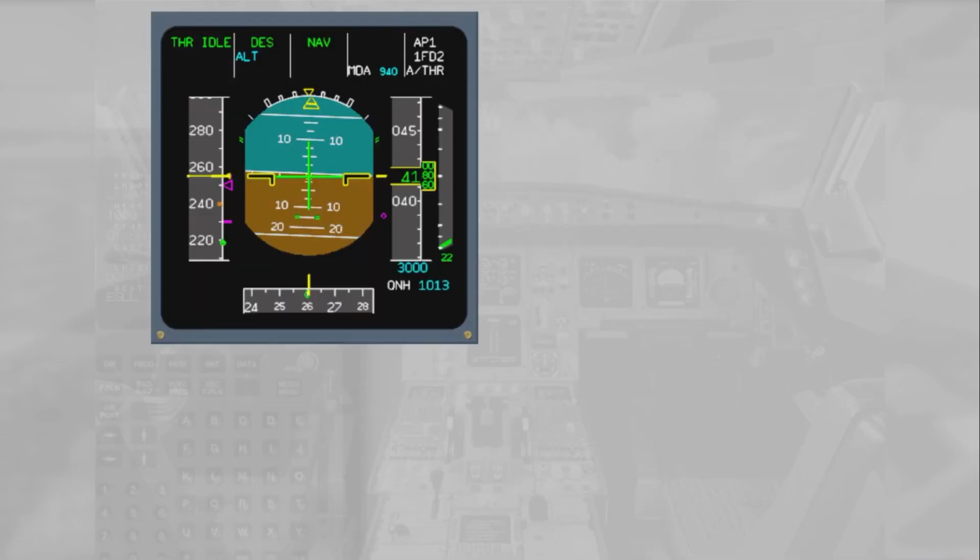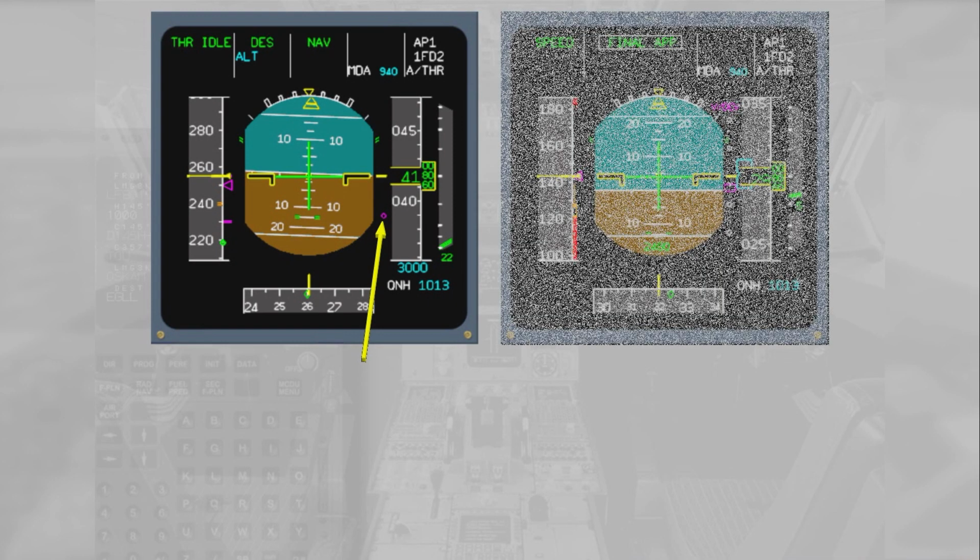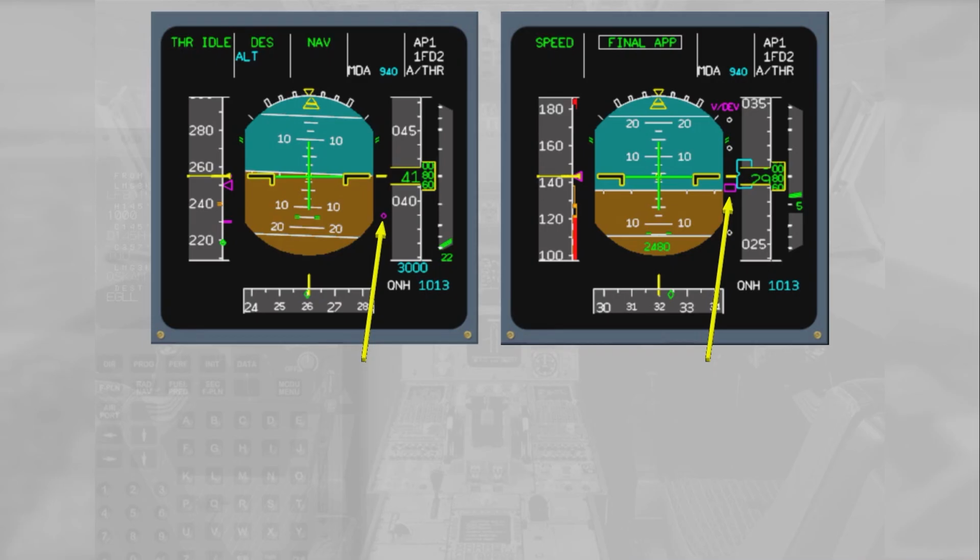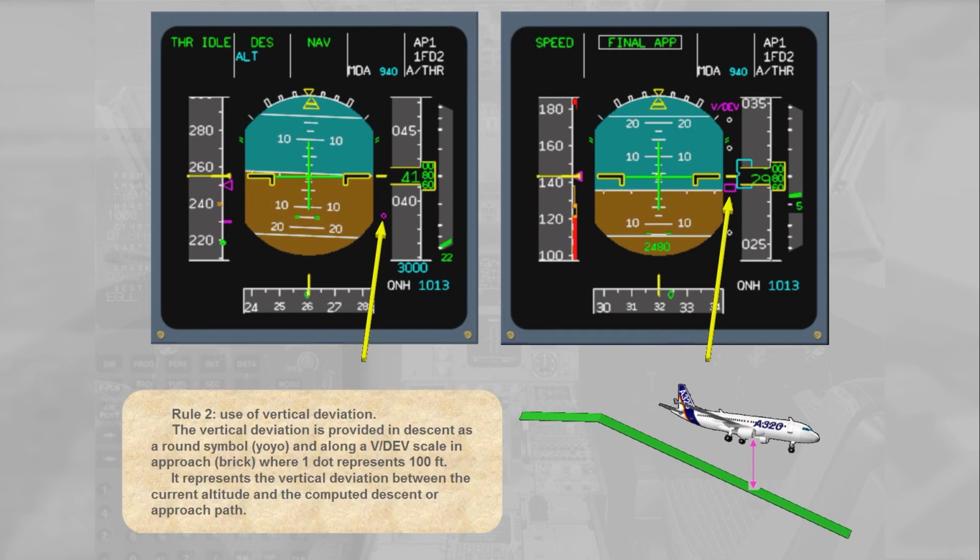Rule 2. Use of vertical deviation. The vertical deviation is provided in descent as a round symbol, the yo-yo, and along a VDEV scale in approach, the brick, where one dot represents 100 feet. It represents the vertical deviation between the current altitude and the computed descent or approach path.